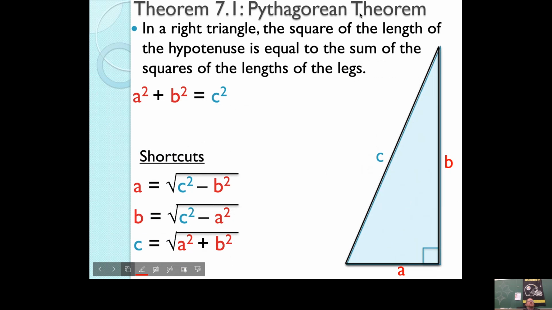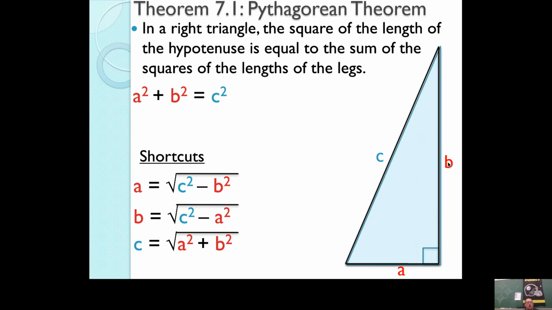That's what the Pythagorean theorem is. In a right triangle, the square of the length of the hypotenuse is equal to the sum of the squares of the lengths of the legs. So leg squared plus leg squared equals hypotenuse squared. Or in other words, a squared plus b squared equals c squared.